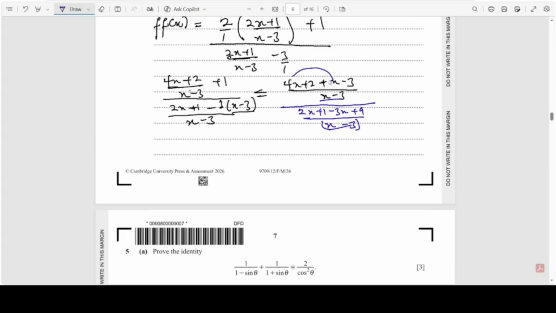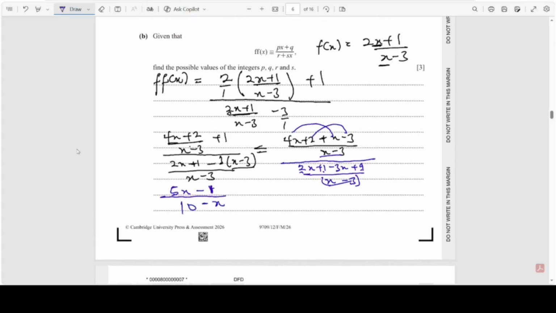So let's simplify the numerator over here. 4x plus x is going to be 5x, right? So we are going to have 5x at the numerator, and then positive 2 minus 3 is going to be negative 1 for the numerator alone. Then we come to the bottom: we have 2x minus 3x, that's going to be negative x. Then we have 1 plus 9, that gives us 10.